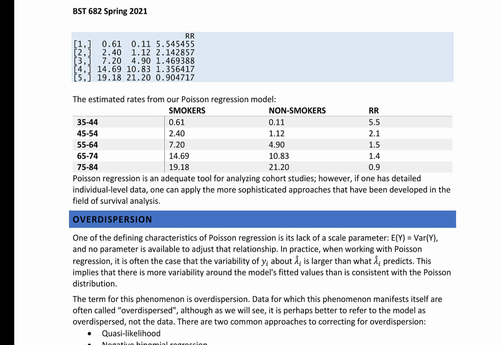However, if one has detailed individual level data, you can apply the more sophisticated approaches that have been developed in the field of survival analysis. That's more of a note, outside of this course, but if you haven't taken a survival analysis course, you could take one, and if you had that individual level data, you could do even more.